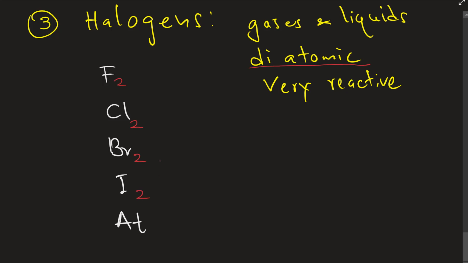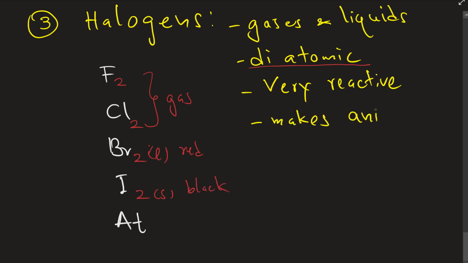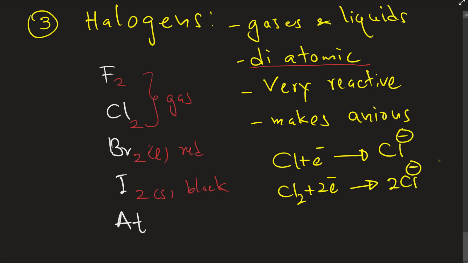They live as diatomic molecules, F2, Cl2, Br2, I2, and the first two are gases. Bromine is a red liquid, and iodine is a black solid. Like I said, these guys are also very reactive, and they make anions. Cl gets an electron and becomes Cl minus. That's not really what's happening. What's happening is Cl2 gets two electrons and becomes 2Cl minus, right? This anion, remember, has a negative sign. And to write chemistry right, that's why Cl2 gets 2 minus and becomes 2Cl minus, right?